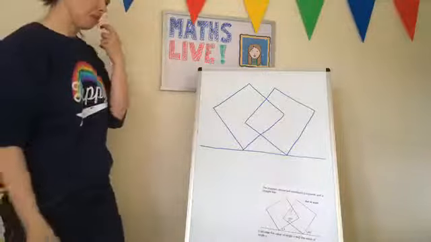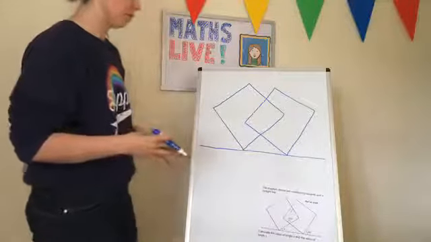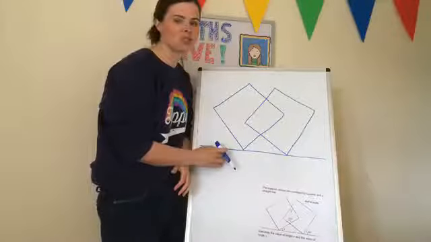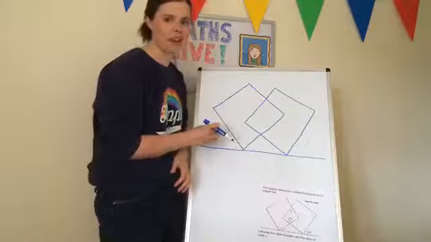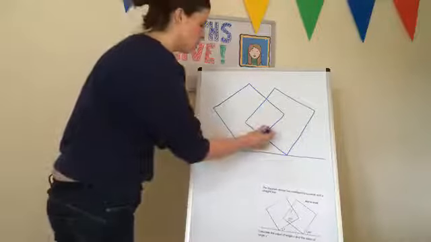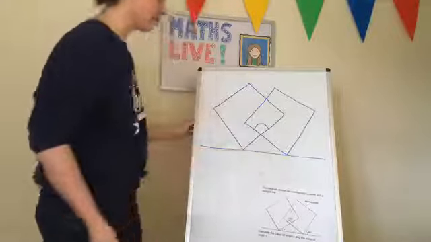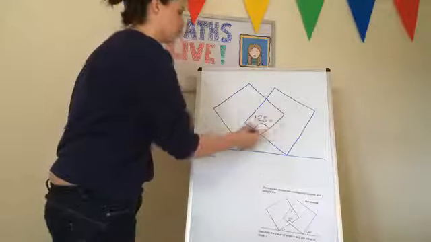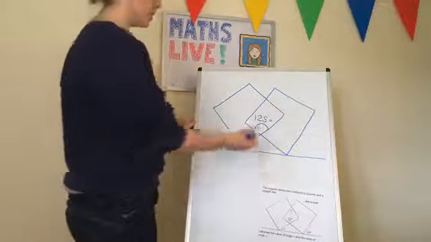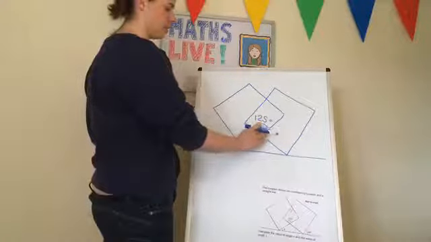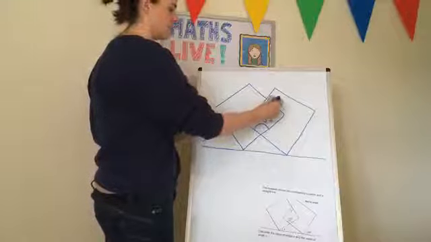Okay? So it's two squares overlapping each other. First of all, I want to say straight away, remember what you know about angles in straight lines and angles in squares. Remember that. We're told that this angle here is 125 degrees. Okay, so that angle there is 125 degrees. This is angle X.